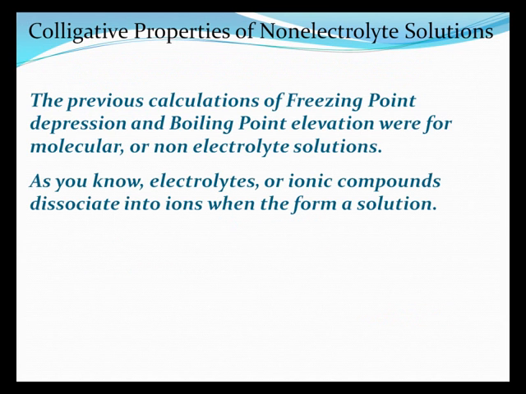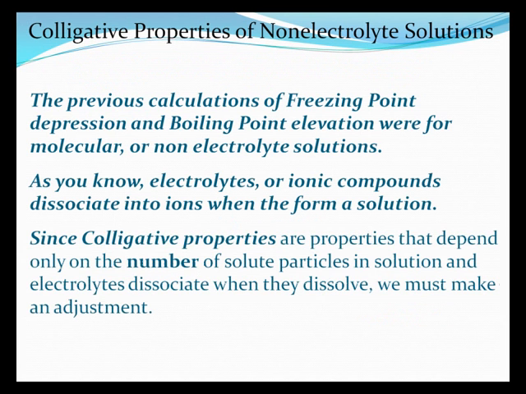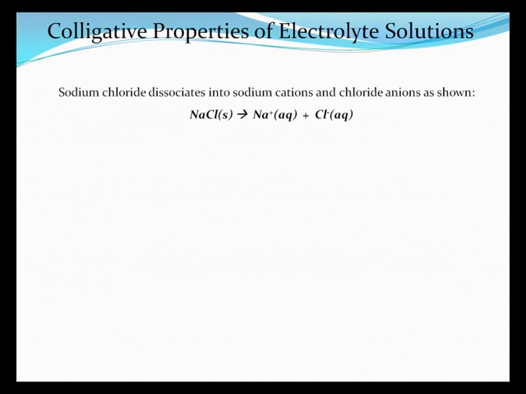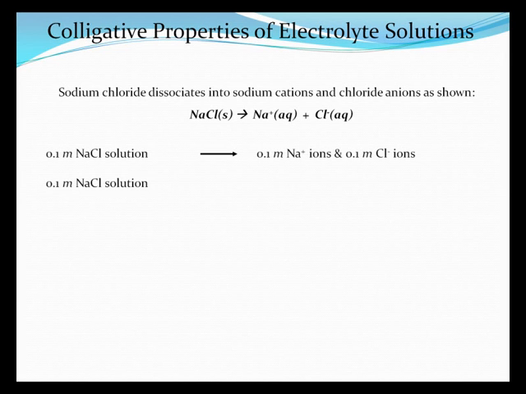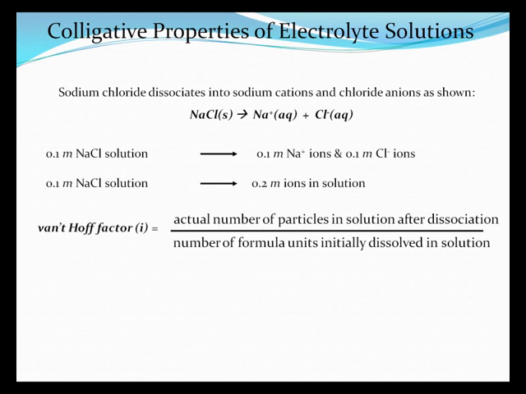As you know, electrolytes or ionic compounds dissociate into ions when they form a solution, and since colligative properties are properties that depend only on the number of solute particles and not their identity, we have to make an adjustment when electrolyte dissolves. Sodium chloride, you see, dissociates into cations and anions. You're well aware of that. So in a 0.1 molar solution of sodium chloride, we have 0.1 molal sodium and 0.1 molal chloride. And so that means that we have 0.2 molal ions in solution.